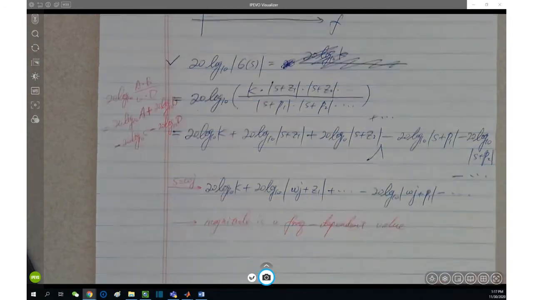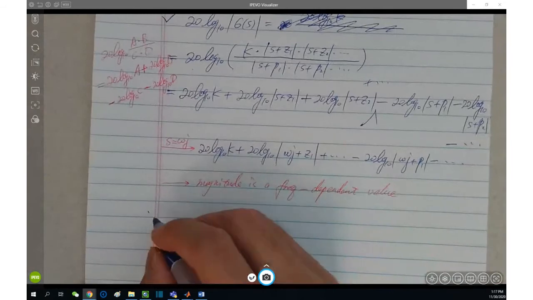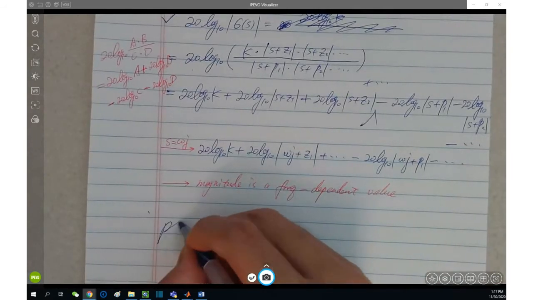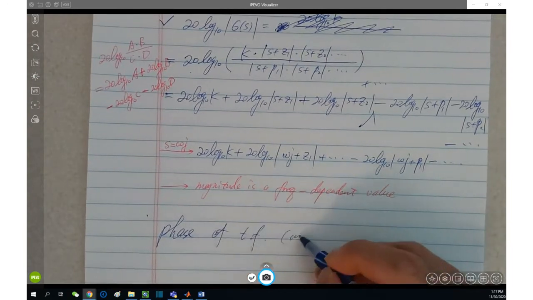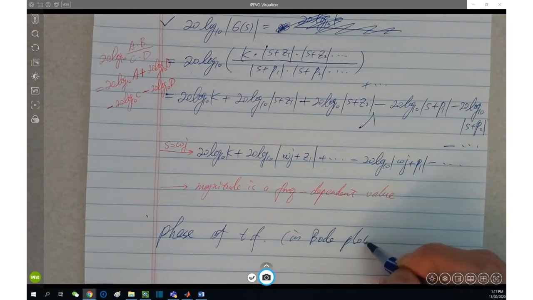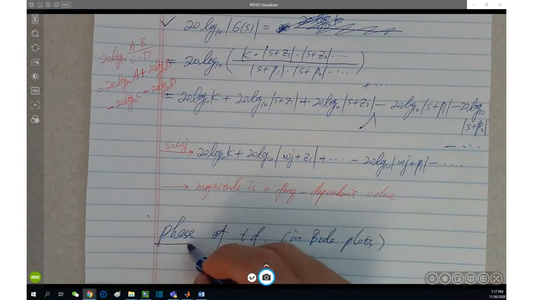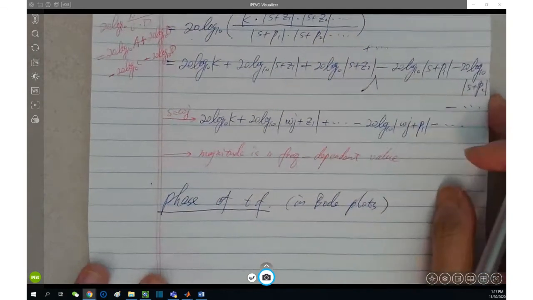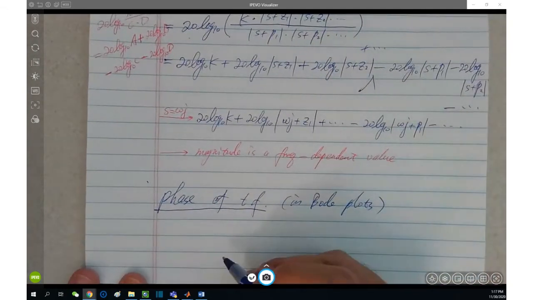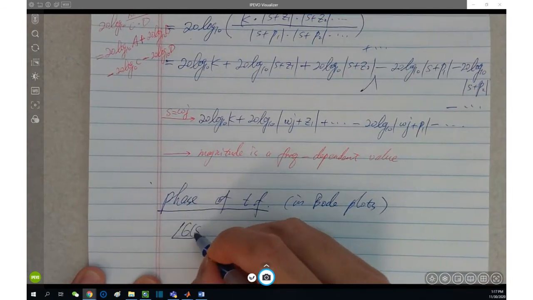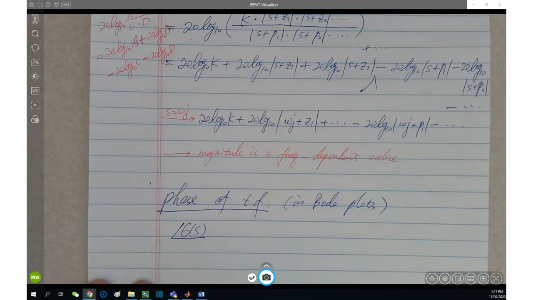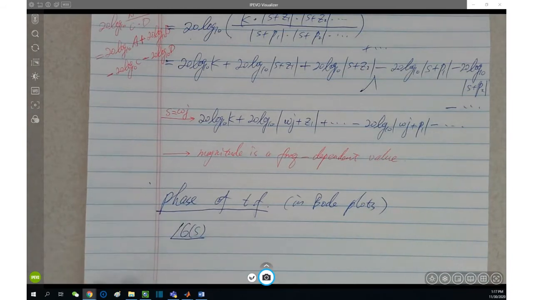Similarly, if we study the phase of the transfer function in Bode plot, what do we have for phase? We have the phase of this. Once again, this time it is phase, and we don't have any other algebra like 20 log. We don't have 20 log now for phase. Phase is just a phase.